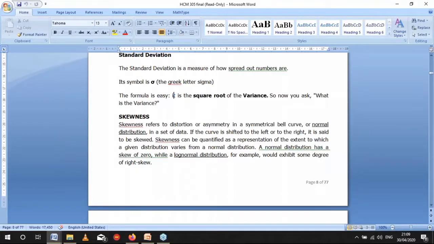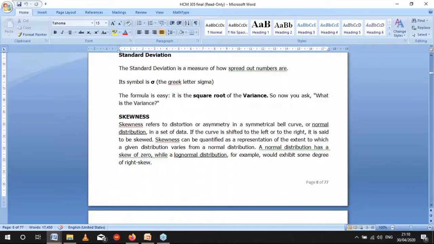ANOVA test. The full meaning of ANOVA is analysis of variance. So ANOVA test is a statistical method that compares parametric data. All these ones, you only need to understand the definition. Don't bother yourself too much. Just understand the definition, and that's all.